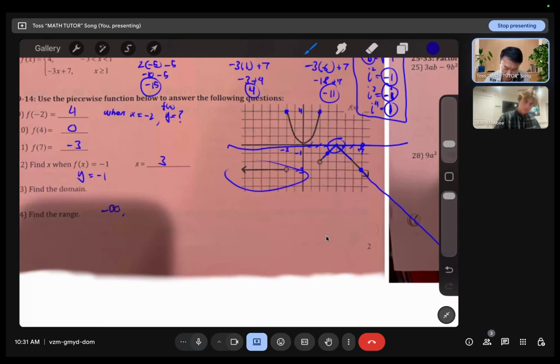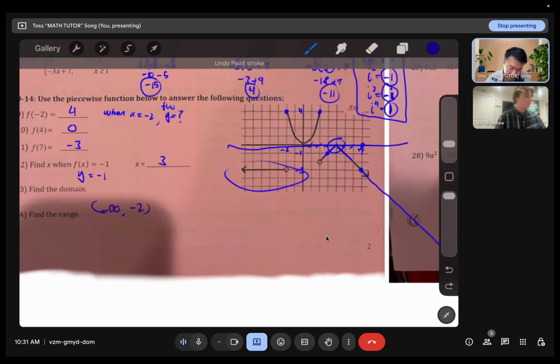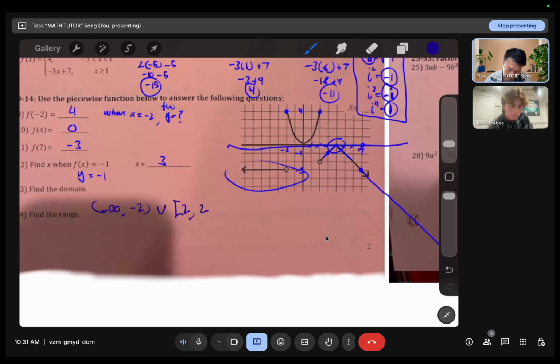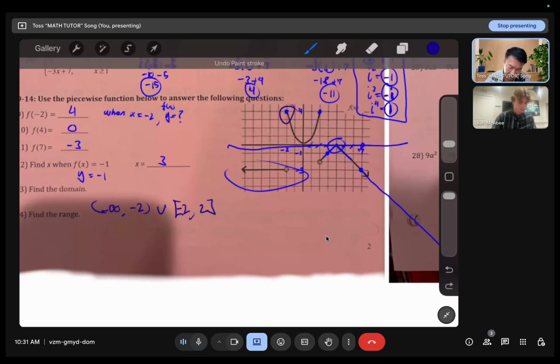What I had before. So let's take a look. The domain is negative infinity all the way to negative 2, not including because of the dot right here, scanning from left to right. And then union from 2, but including right here, 2 right here. So it's going to be negative 2 to positive 2, including because of the dots here, x value wise.